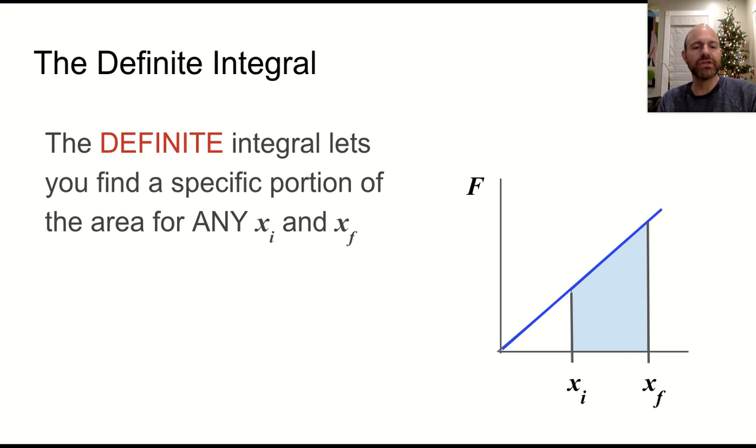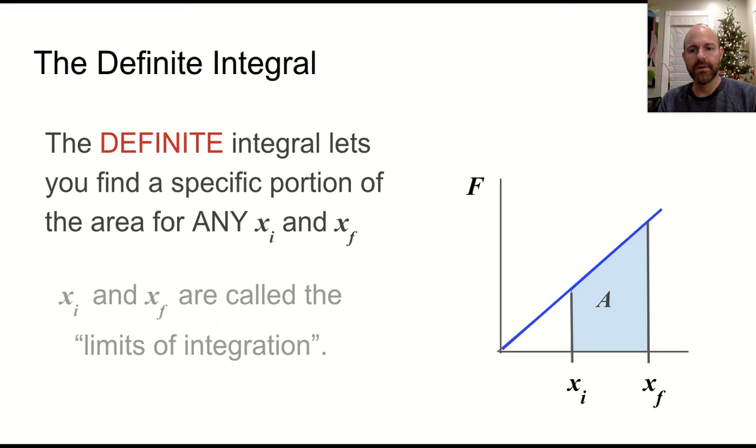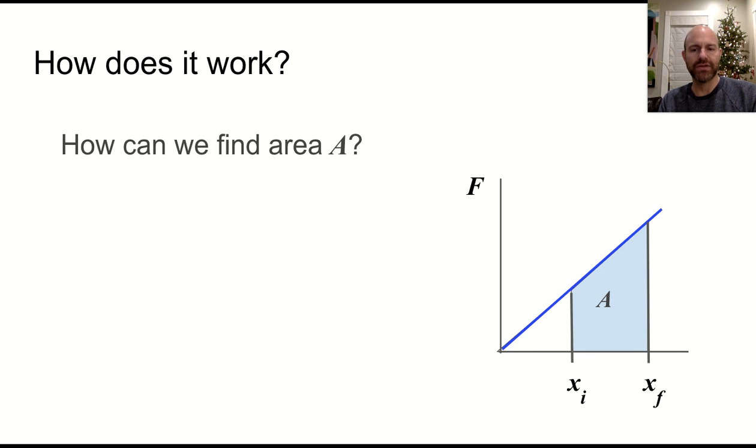If I'm only interested in stretching it from x initial to x final, and that doesn't involve the 0, well, this area is not the area of a triangle. I can't just say that's equal to 1/2 kx squared. I need to think of this as the limits of integration, how much of the area I'm actually interested in. So how do we find that area?